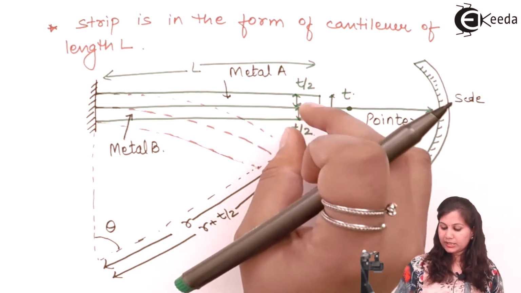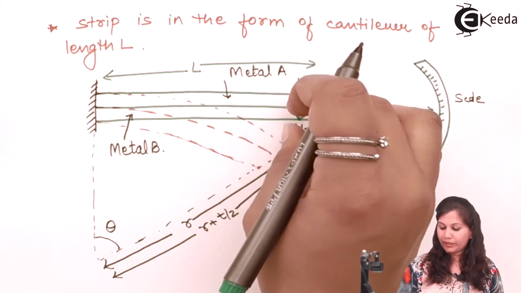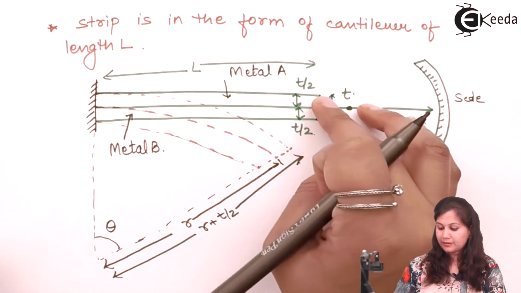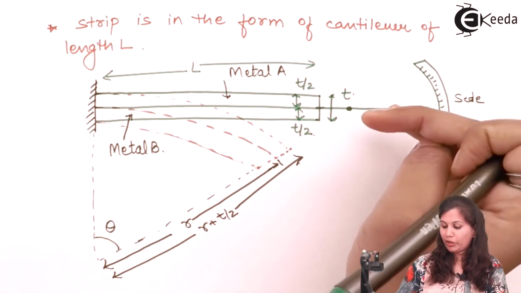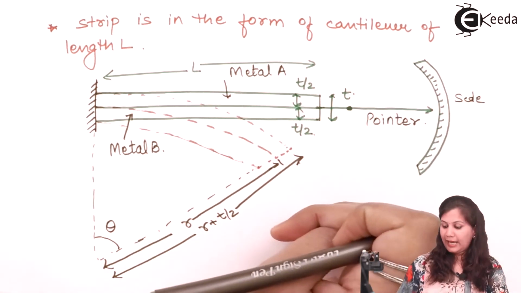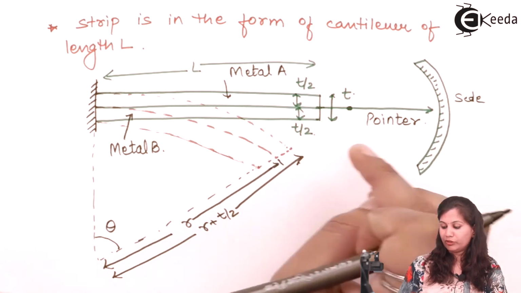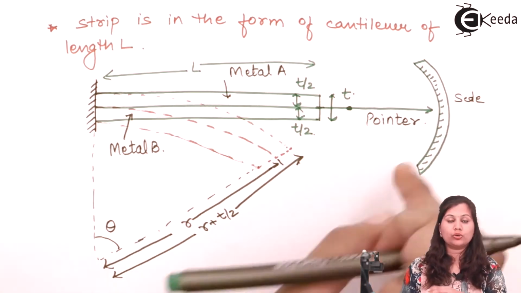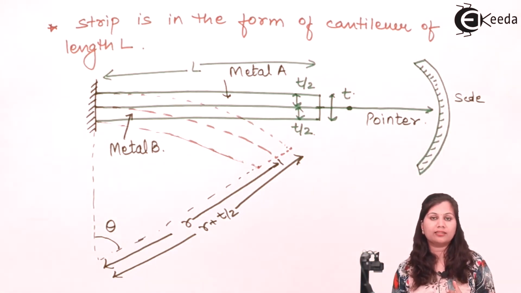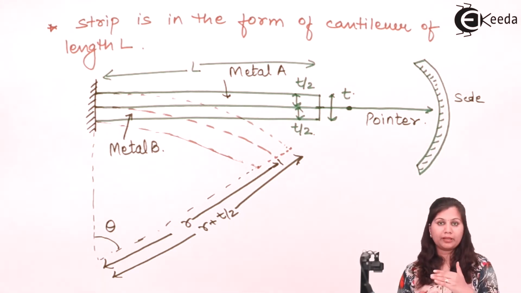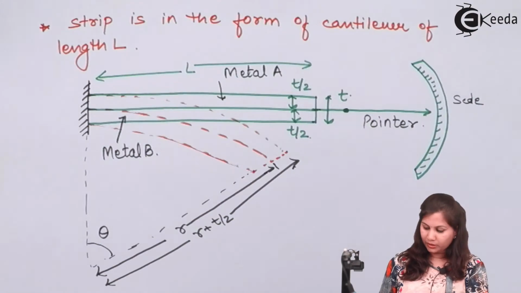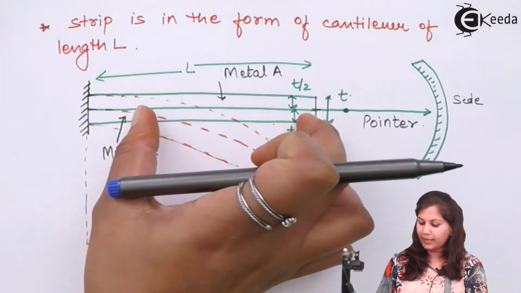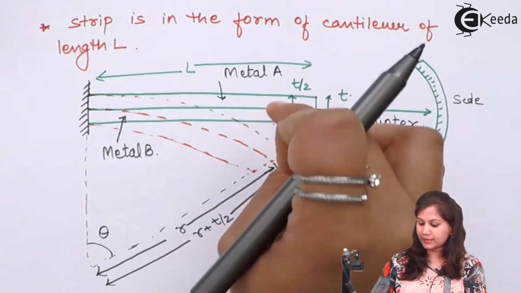Okay, now when this is subjected to any change in temperature, it is going to bend and a pointer is attached here. So when this bimetallic strip bends, this pointer also moves over the scale, and this movement can be read with the help of the scale. So directly we are getting the changes in the temperature, or the measurements of the displacement. Here each strip is of thickness T by 2, and L is the total length of this strip, and when the change in temperature occurs, it bends.